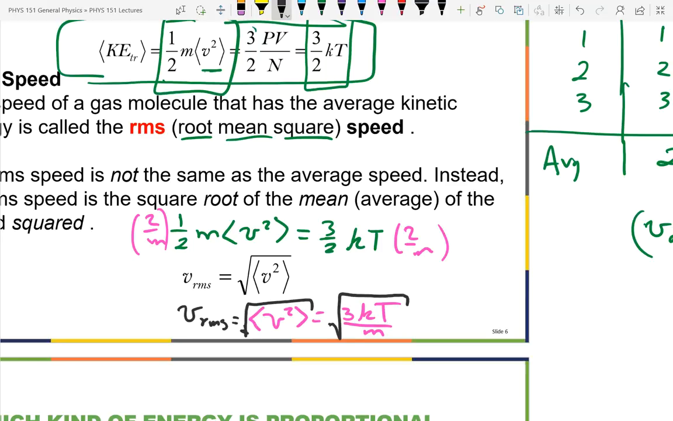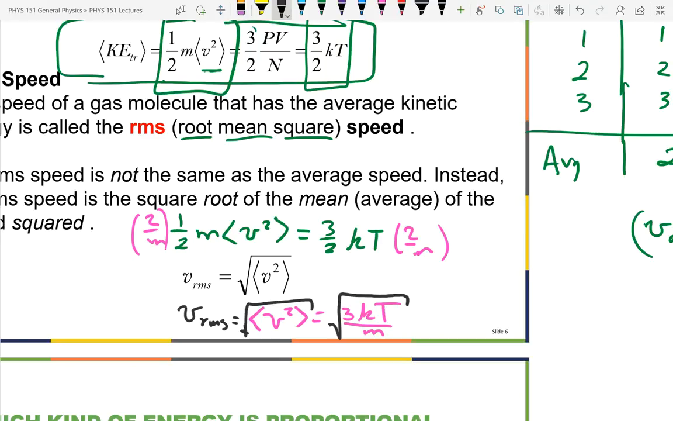Now I have to ask one final question. What is m in that final equation I made? The RMS is square root of 3 kT over m. It's the mass of one molecule. It's not the mass of a mole of molecules, it's the mass of one molecule. So if you know the temperature and you know the mass of the molecule, you can just put it in here and you can get the RMS speed for those molecules.